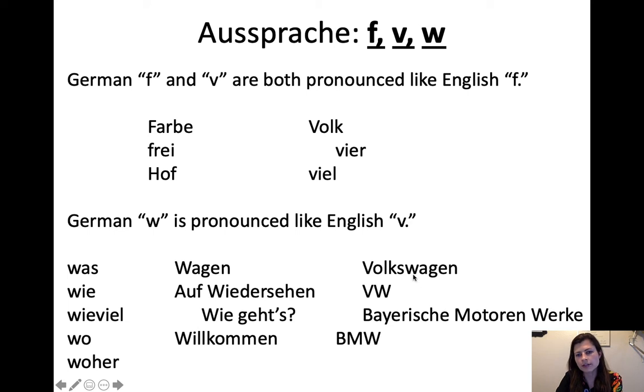V, and then the W has the V sound you would expect in English. And then, of course, abbreviated, that's VW. That's just how you say those letters, right? VW. And then Bayerische Motorenwerke is, of course, BMW. So you say the letter W-V, right? So it's pronounced that way as well.